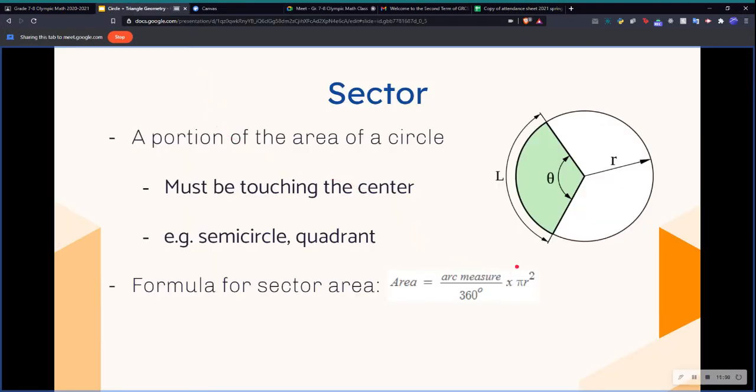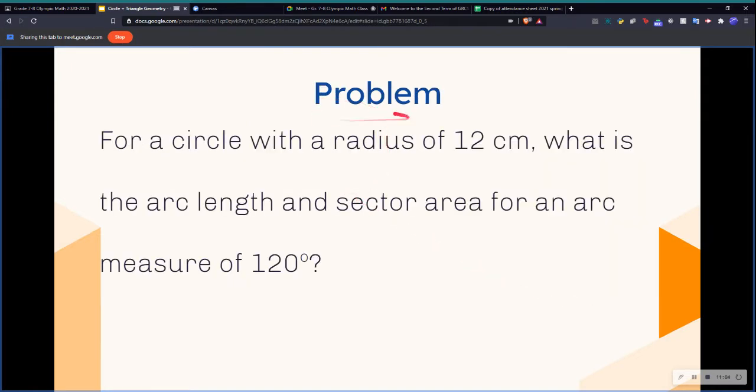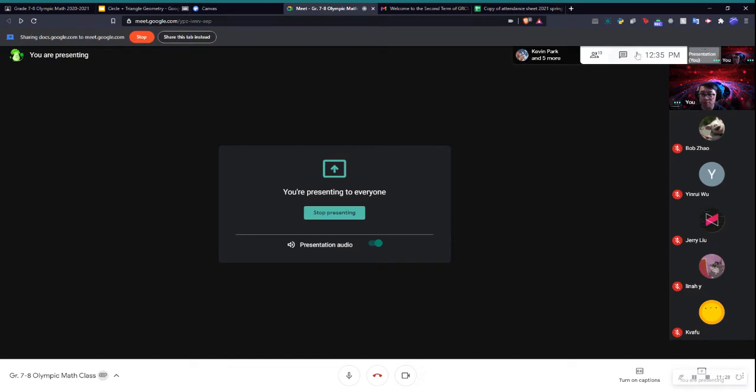Okay, if there are no questions, we're going to move on to a problem where we apply this. All right, so here's a problem. For a circle with a radius of 12 centimeters, what is the arc length and sector area for an arc measure of 120 degrees? So an arc that has an arc measure of 120 degrees is what I mean. I'll give you guys a minute or so to think about this. And if you have the answer, you can unmute yourselves or also type in the chat.